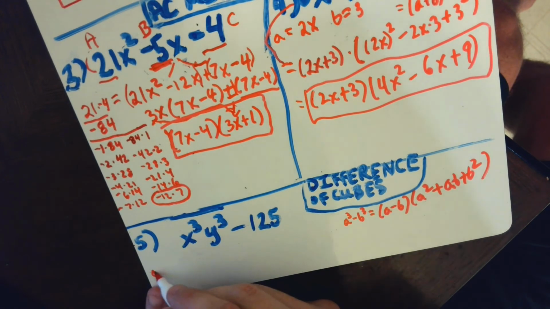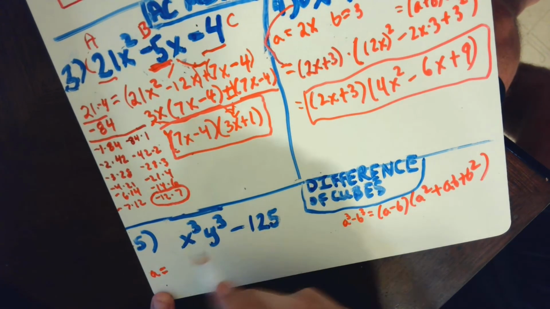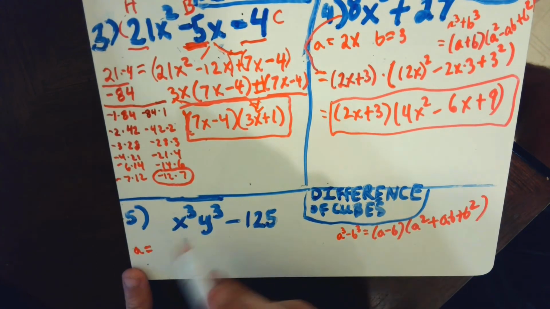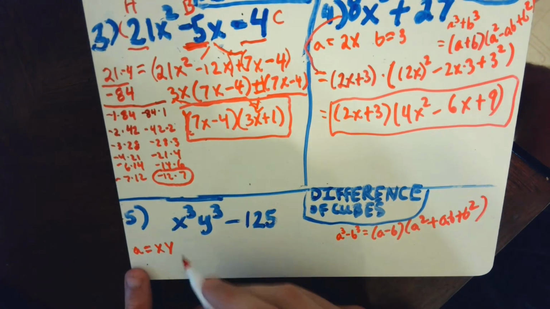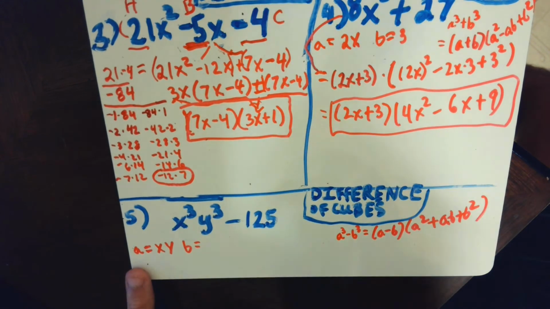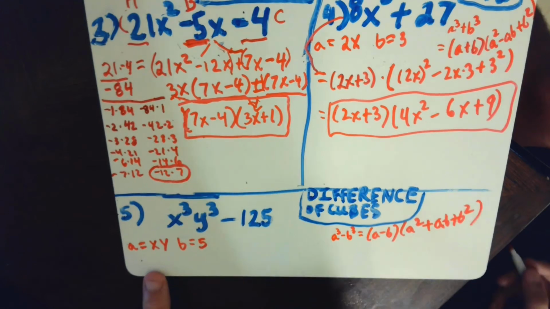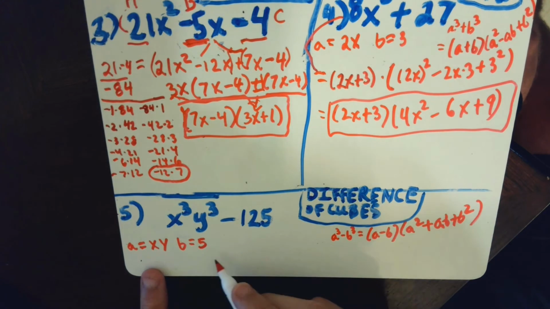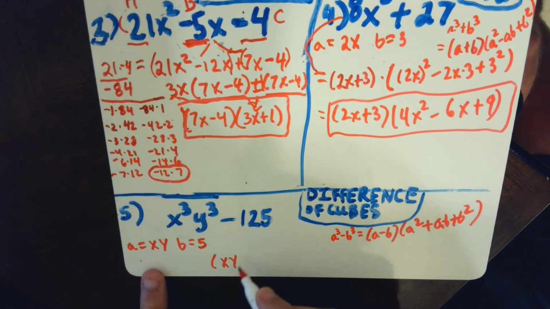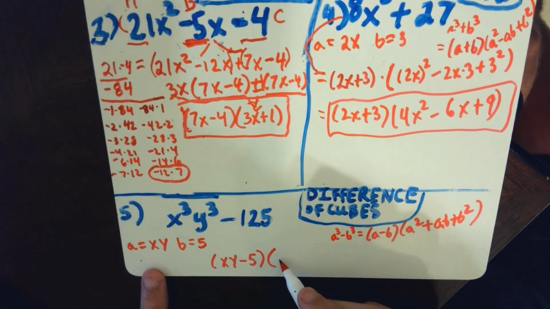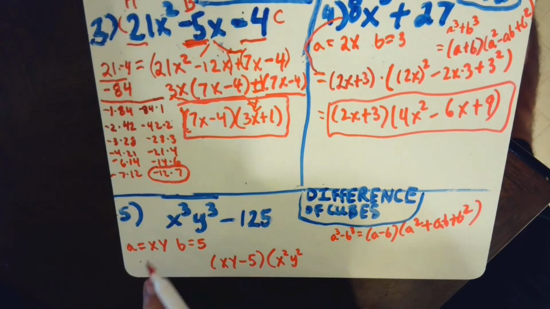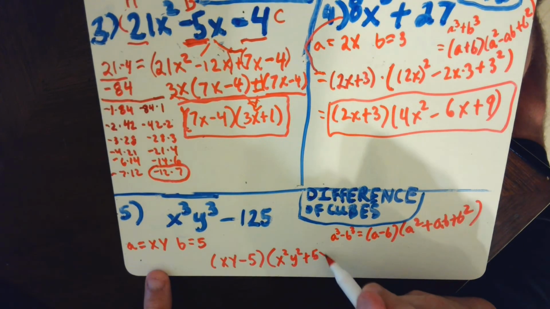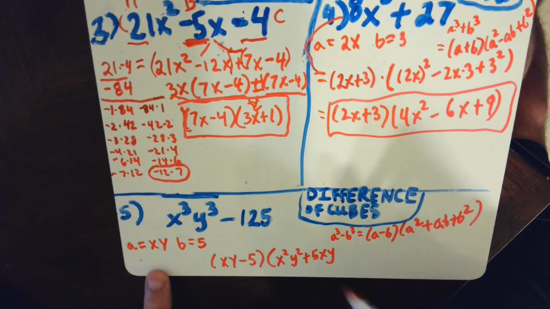So a here is what? Well, what's the cube root of this term? What do we cube to give us this? Well, a would have to be xy, and b would have to be 5. Awesome. So now let's take that, let's plug it in. So we'll plug this into that formula. We would have a minus b, so that's xy minus 5 times a squared, so that's xy squared. I'm going to actually just simplify it here. It gives you x squared y squared. And then plus a times b, so that's plus 5xy plus b squared, so that's plus 25.